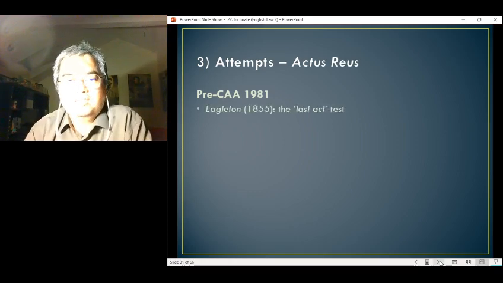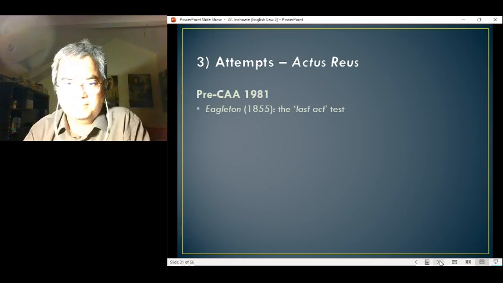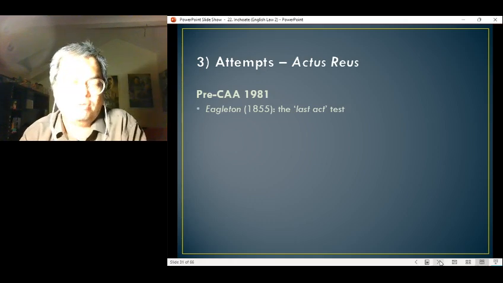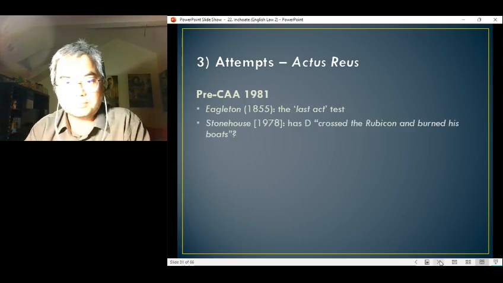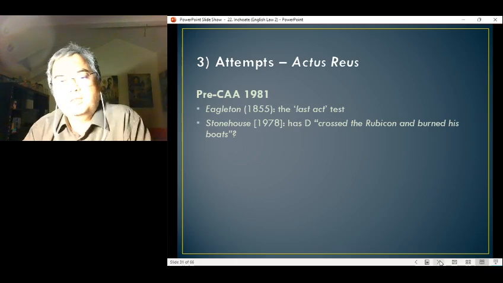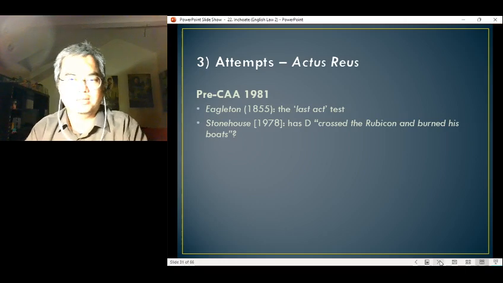Now, in the case of Eagleton, they used the last act test, right? So what was the last act that was done just before the crime was committed? If the last act was committed, then it would be considered that you have attempted to commit the offense. In Stonehouse, the question that was asked was whether the defendant had crossed the Rubicon and burned his boats.